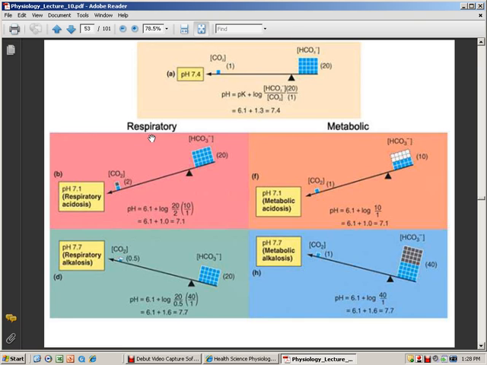Respiratory. The other way you can affect that, if it's respiratory, what chemical are we affecting here? Carbon dioxide. So what if you're blowing too much CO2 out? What's going to happen to this equation? You have more CO2 in your body or less? Less. So if you cut that in half, like this example down here, now it's 20 divided by 0.5. Do you know what that is? It's 40. So is that alkalosis or acidosis? Alkalosis. It's way too high. That ratio is too high.